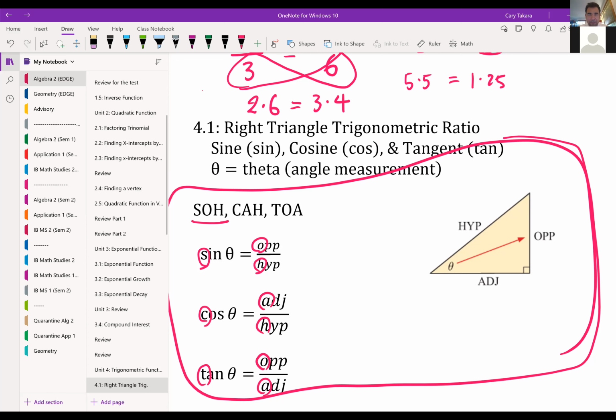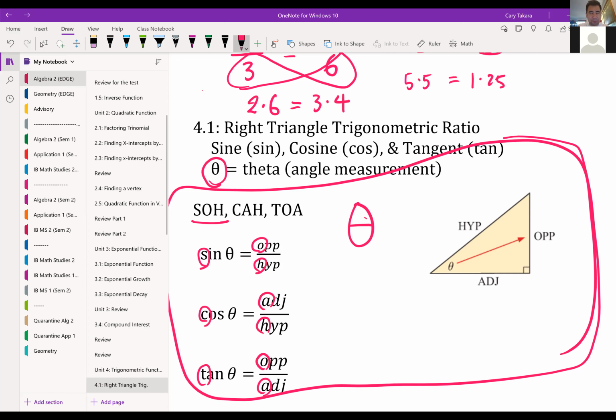Now, first, theta, this funny looking symbol, this zero with a line in the middle. This is called theta. It's a Greek letter, and it's just a way of saying it's an X, okay?